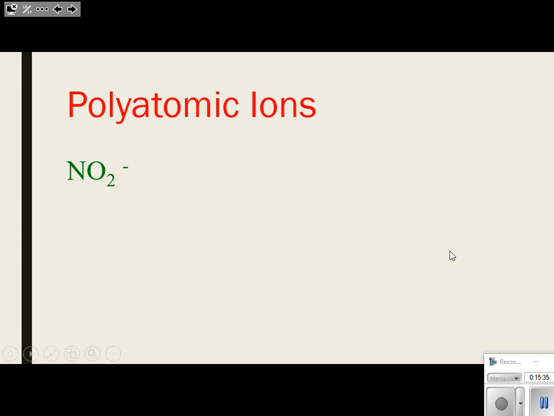Here's NO2. Find NO2 on your polyatomic ion list. NO2 is what? Nitrite. ITE. So this would not be the most common one because the most common one's an ATE ending. So how do nitrite and nitrate differ? Well, the ATE is going to have one more oxygen. So NO3 minus 1 is the nitrate ion.